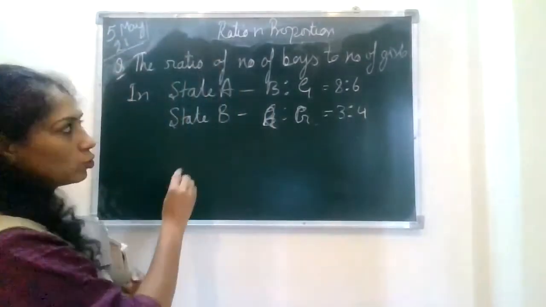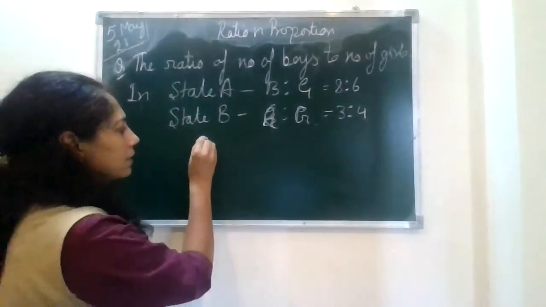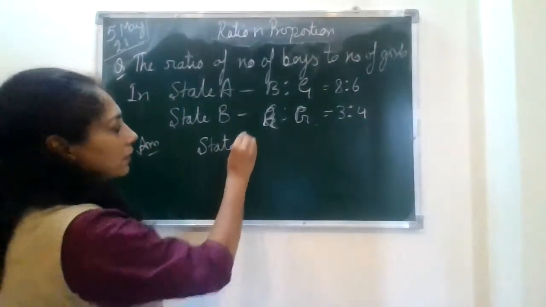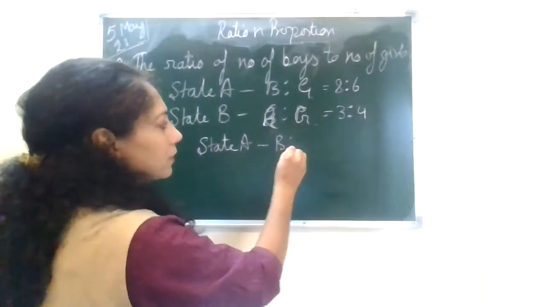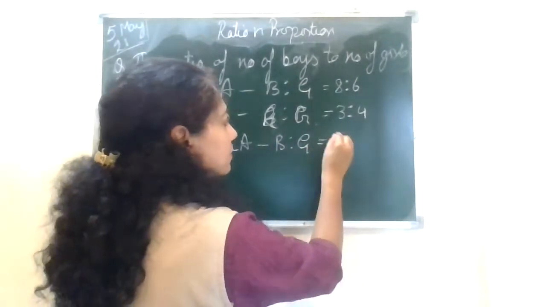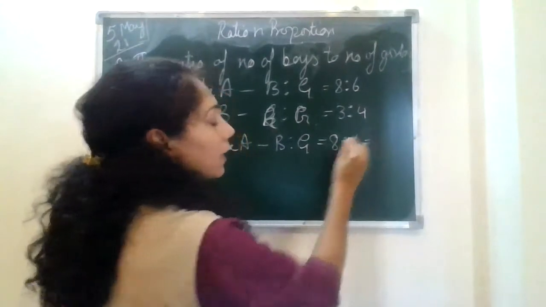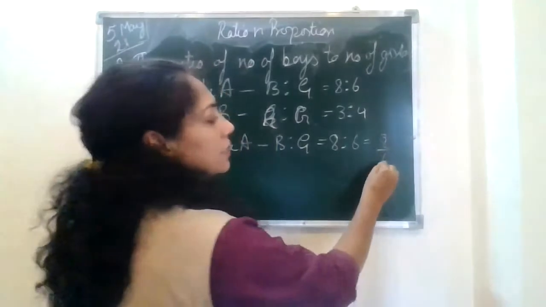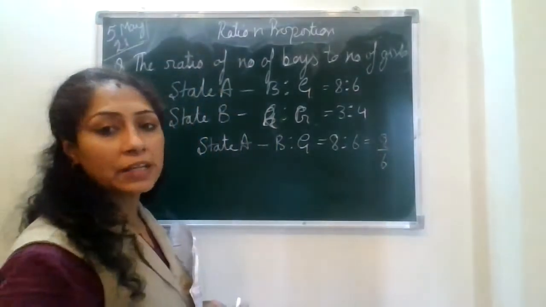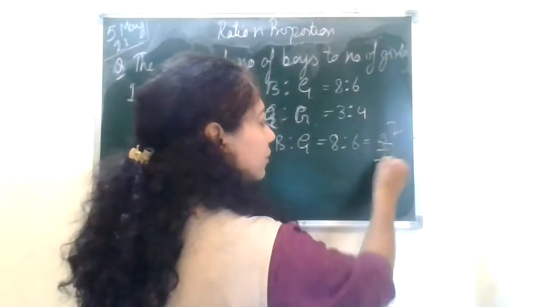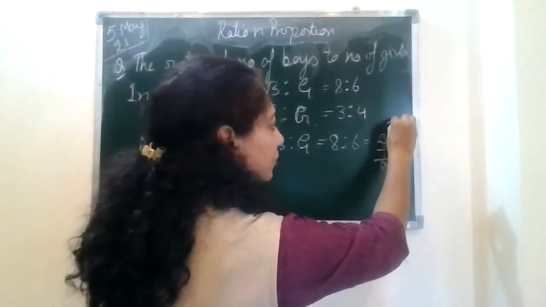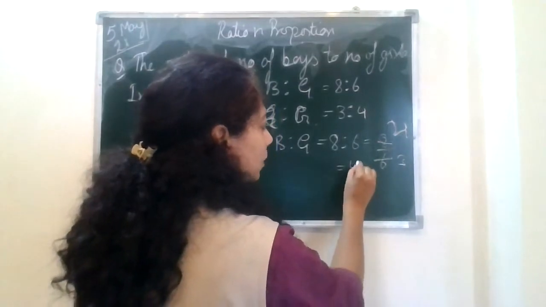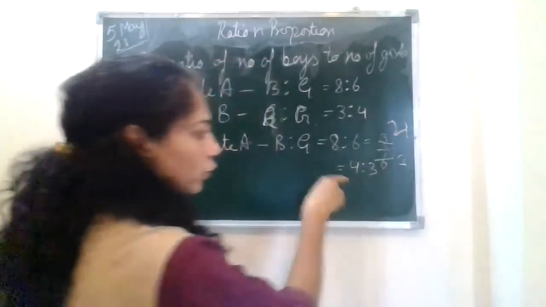Fine. Now in the solution, I will write state A. This is the question, this is the answer. State A, boys is to girls can be written as 8 is to 6. If you want to solve the ratio, you have to bring it down to the fractional form. Okay, 8 upon 6. 8 and 6 both are multiples of 2, so the common factor is 2. So it is 4 upon 3. So you get 4 is to 3 ratio in the reduced form.